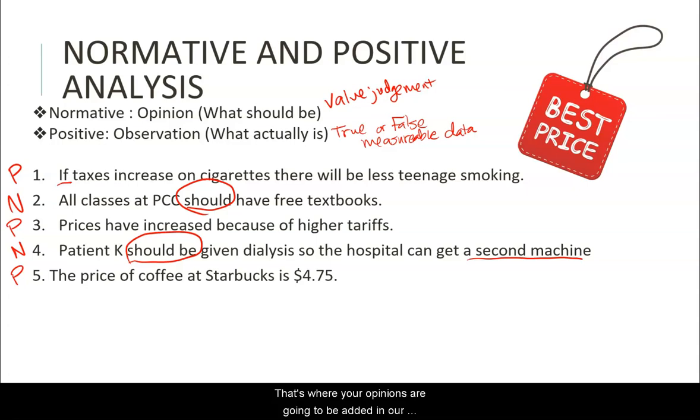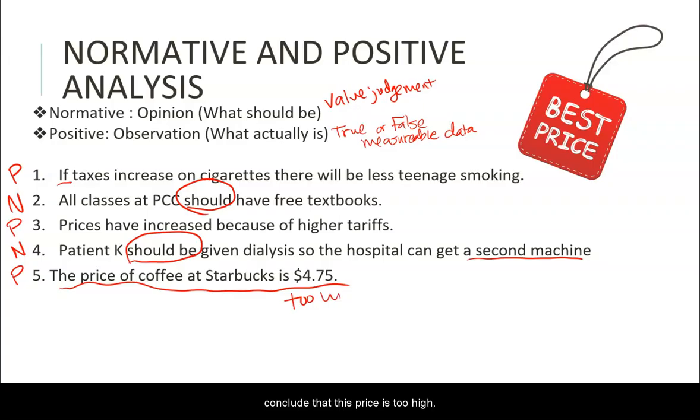So in our discussions, or later in life when you're voting for things, we'll try to keep mostly things positive, so we can observe the same data but we might come to different conclusions. For instance, this last one: price of coffee is $4.75. We can observe that together, right? But one of us might conclude that this price is too high, and another person might say, no, this is a good price, right? This is worth it to me.